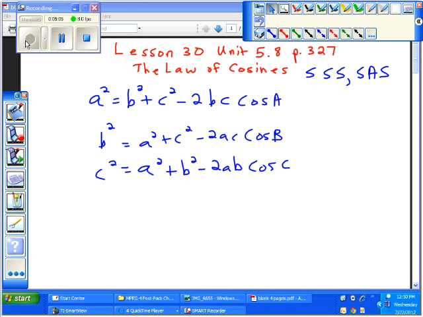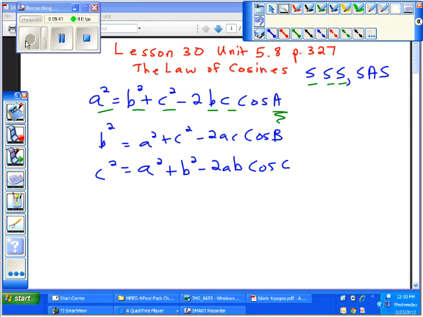Now, if what you know is side, side, side, you don't know any angles. What are you obviously going to be solving for if you know side, side, side? You've got to be looking for an angle. Now, if you had side, side, side, you could find angle A first, angle B first, or angle C first. Right? Wouldn't matter. Which one should you find first if you have a choice?